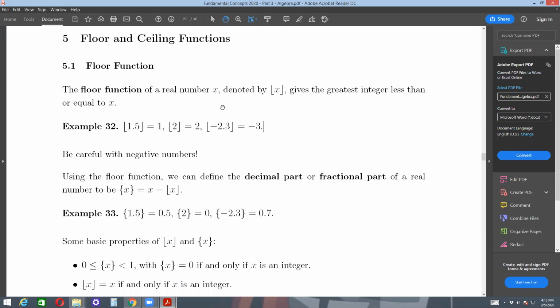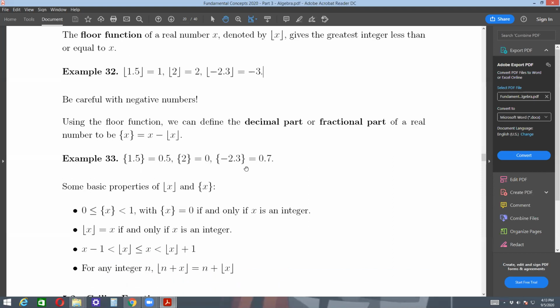Right, now using the floor function, you can define the decimal part or the fractional part of a real number. So that's curly bracket x. That basically means it's the fractional part between 0 and 1, or from 0 to less than 1. It's defined as the value of x minus the greatest integer less than or equal to x, or the floor of x. So some examples here.